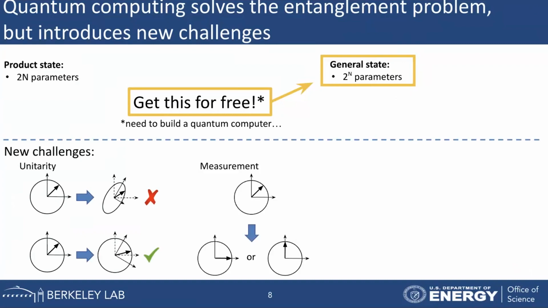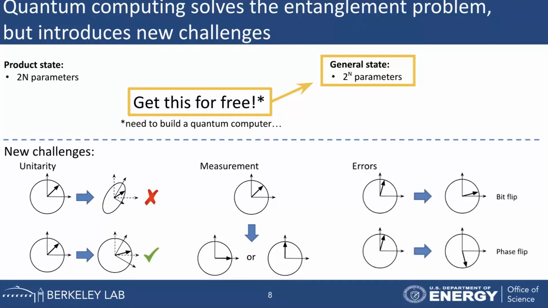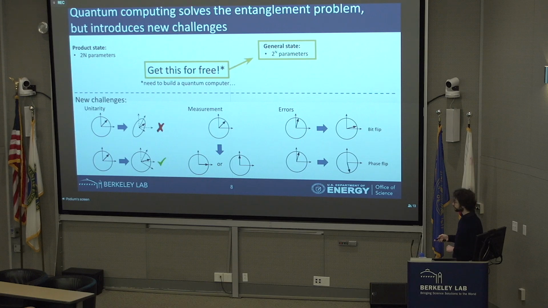Another challenge is measurement. If the state you want to find is sort of this one at 45 degrees, then when you make a measurement, you'll either get this one or this one. You won't actually get the original one, so you have to do it many, many, many times and take some statistics. That's another difficulty. And then finally, there are a lot of errors. We have this bit flip error, the kind that you can have in classical computing. We also have a new type of error called a phase flip, and this can happen more easily than in classical systems.